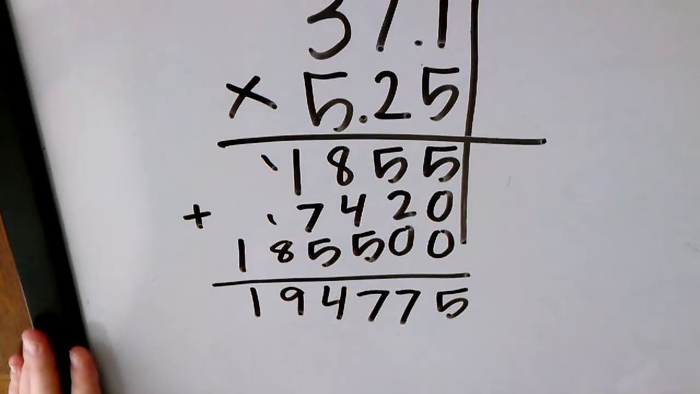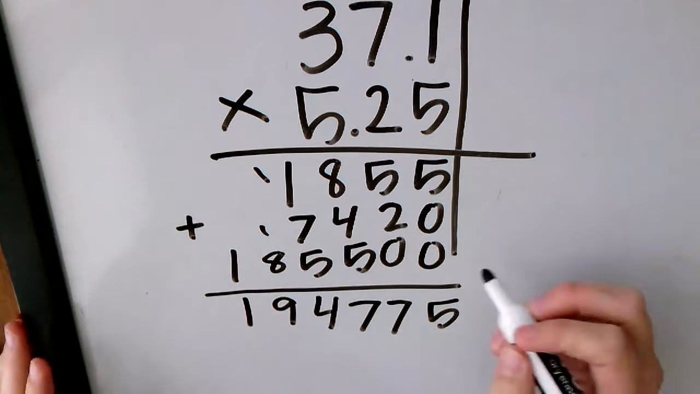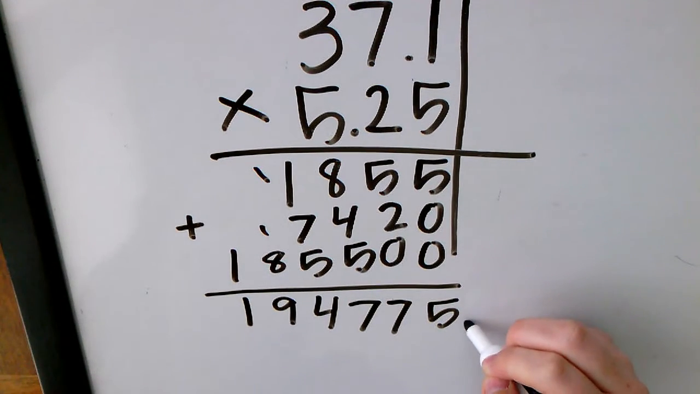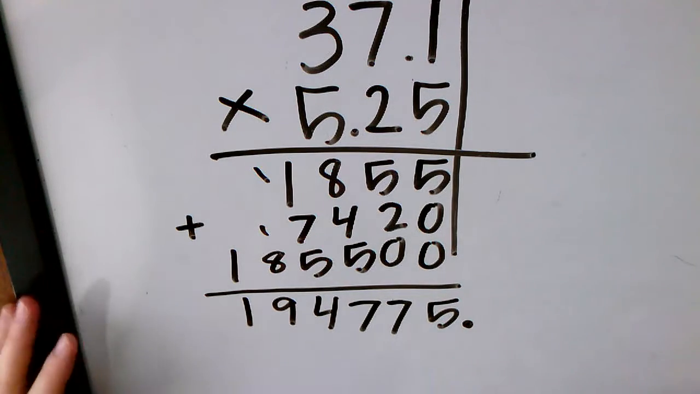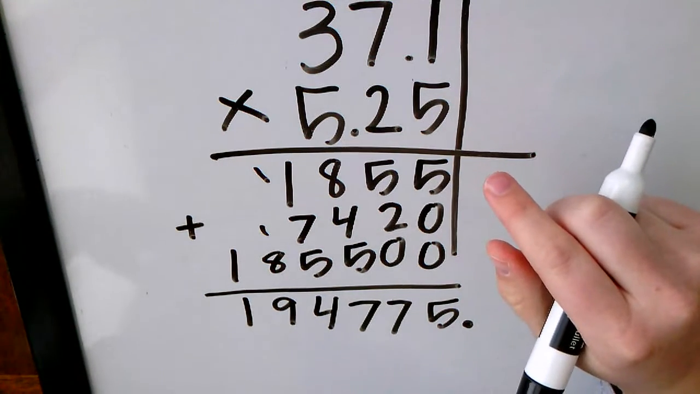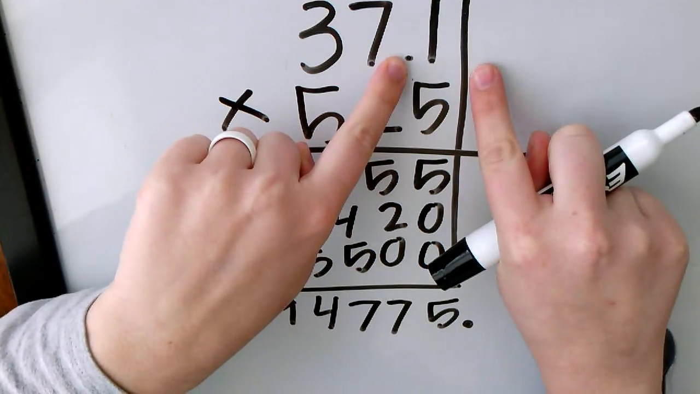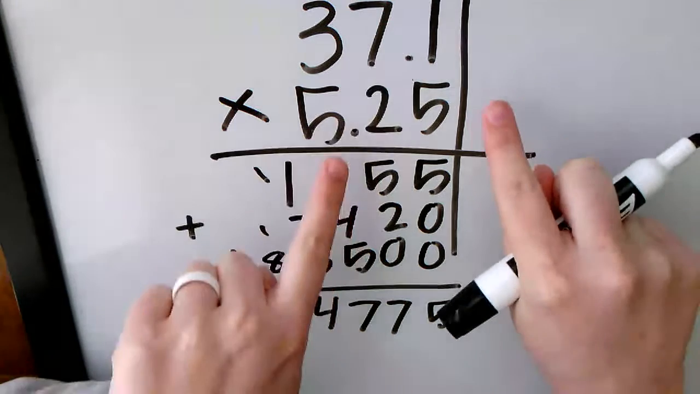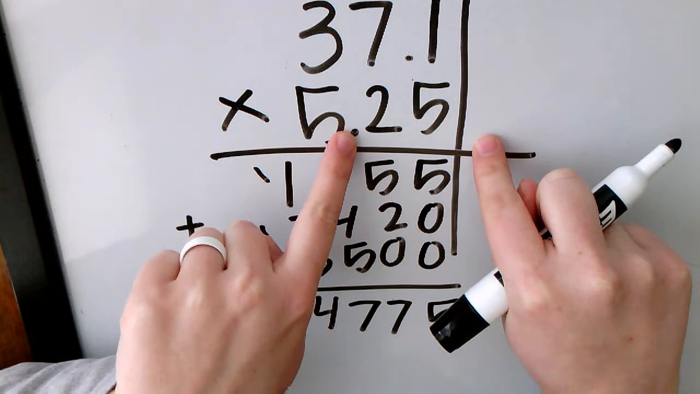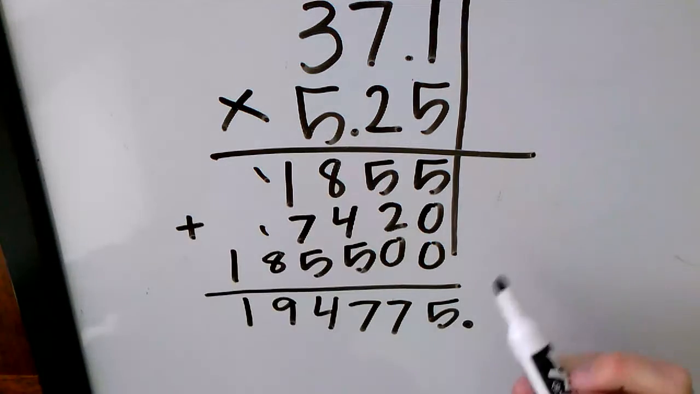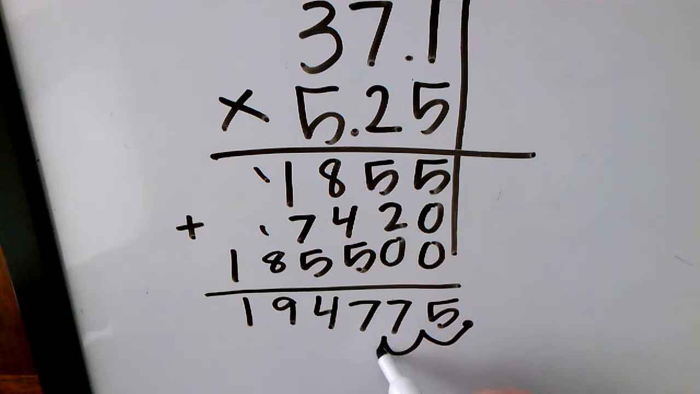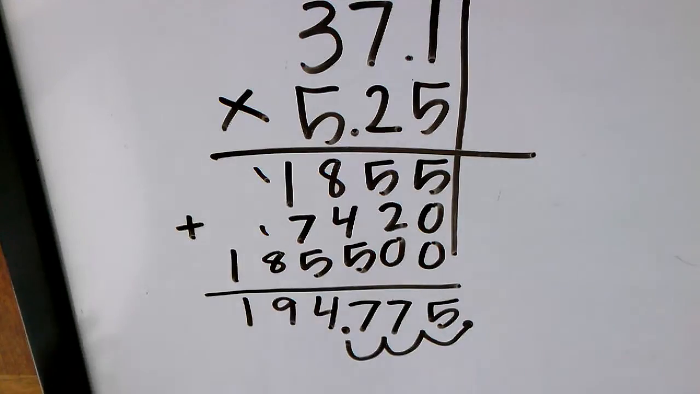Now, to figure out how many times I move the decimal, I always start as if it's a whole number. I place the decimal all the way to the right of the number as if it is a whole number, and then I look up here in my numbers to see how many digits are between the decimal point and the wall in both of my numbers. So for this one, I have one number between the decimal point and the wall, and this one I have 2 digits between the decimal point and the wall. So altogether, I have 3. So I'm going to go ahead and take my decimal point and move it over 3 times. So my answer would be 194 and 775 thousandths. Okay, so that is multiplying decimals.